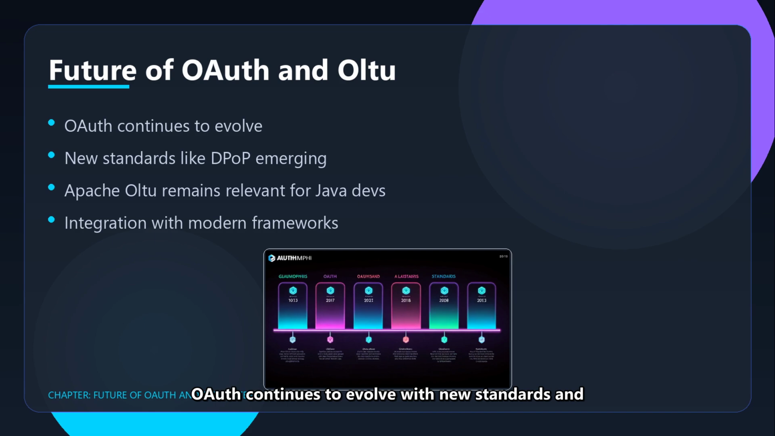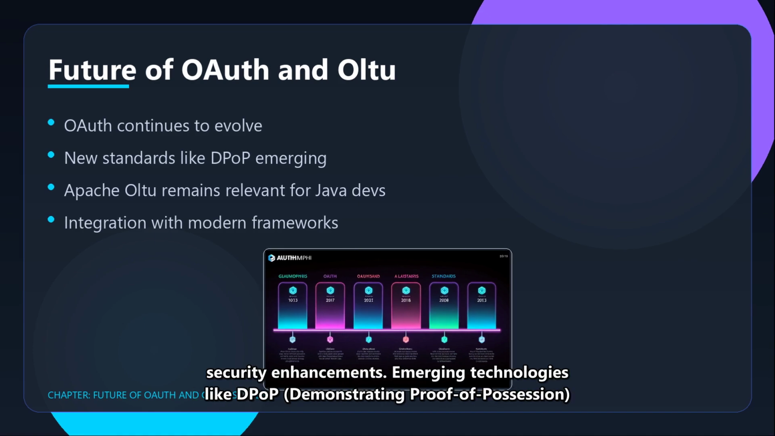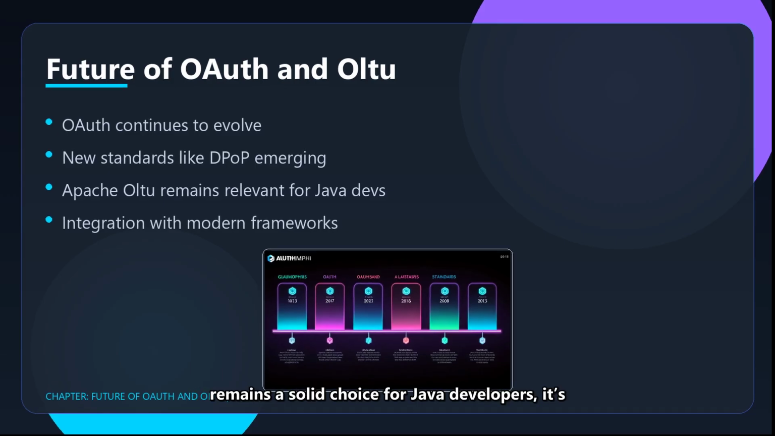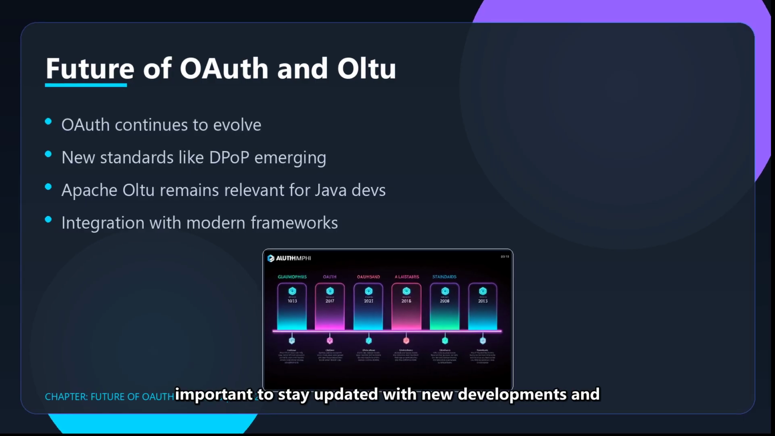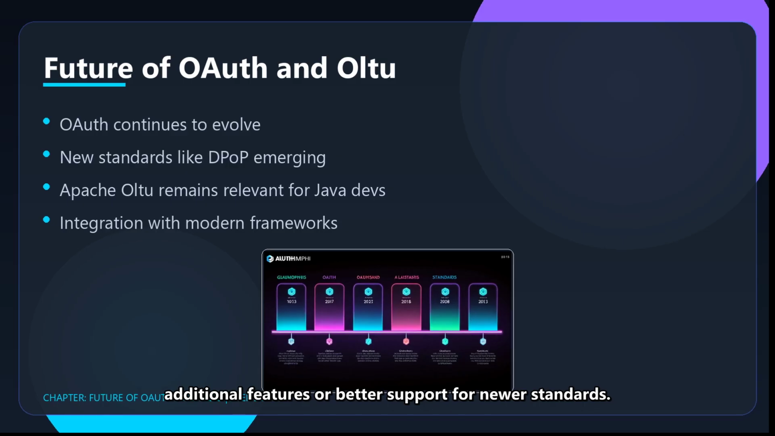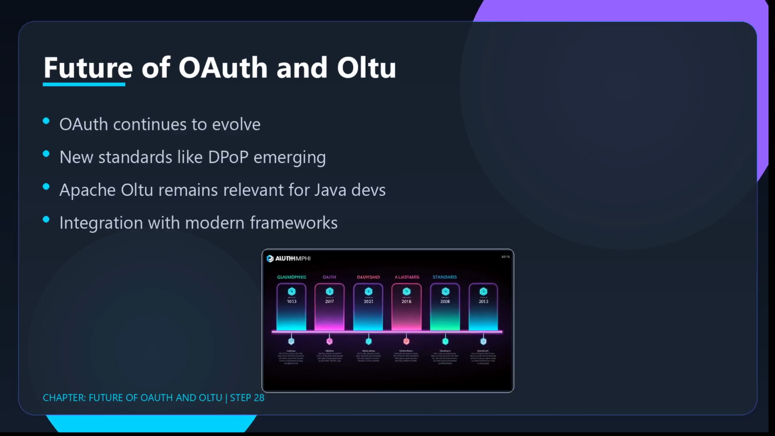OAuth continues to evolve with new standards and security enhancements. Emerging technologies like DPoP, demonstrating proof of possession, aim to further improve security. While Apache Oltu remains a solid choice for Java developers, it's important to stay updated with new developments and consider integration with modern frameworks that may offer additional features or better support for newer standards.